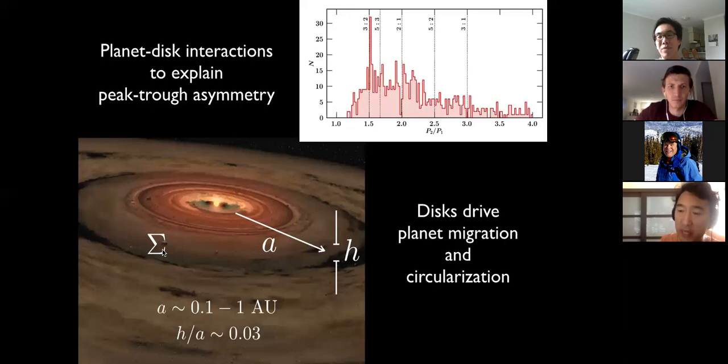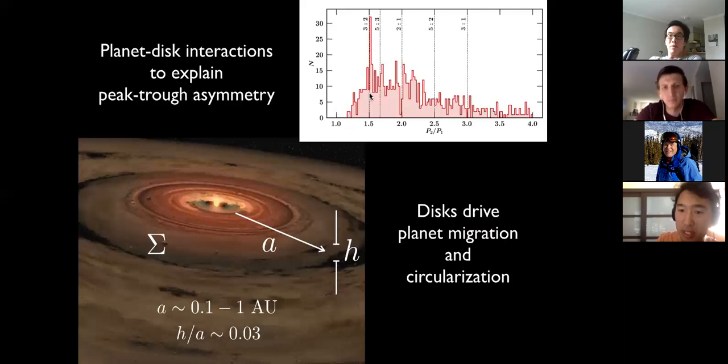Okay, so for those of us who are not as fast as Norm, I'll try to bring us up to speed. We're going to talk about planet-disk interactions. The disk properties of interest, right? At a disk radius A, there's this thickness H. This is basically known, right? H is given by the temperature of the disk, which is basically a few hundred degrees. And so we already know that H over A is on the order of a few percent. The main unknown is the surface density, right? What mass disk are we talking about? So that's the one parameter that we're going to vary to try to reproduce this structure.